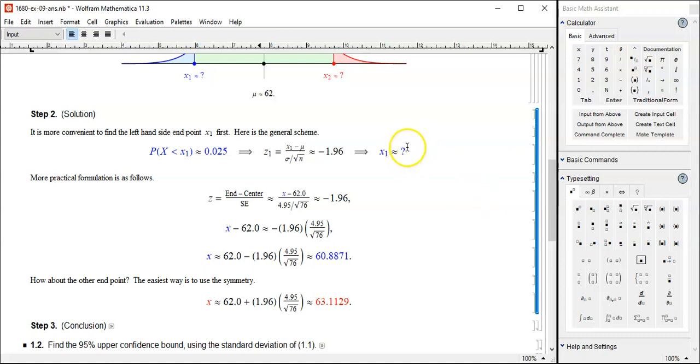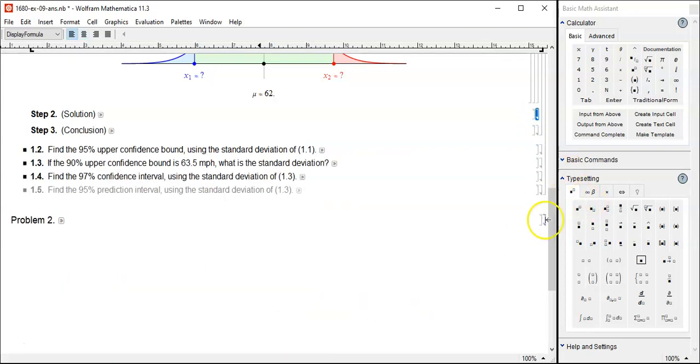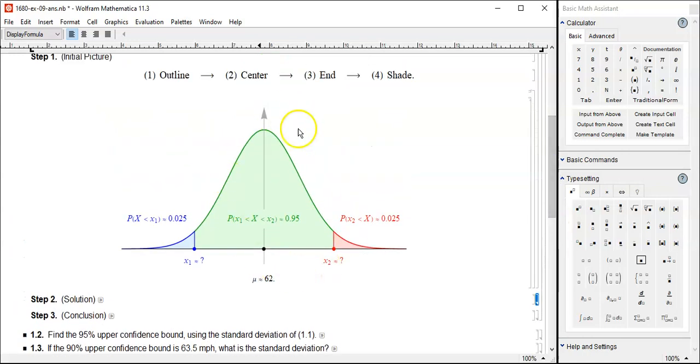Here's the same solution with a little bit more explanation. Same answer as before, and same idea, symmetry. This minus becomes plus. That's the difference. You can see it clearly if you draw the picture.